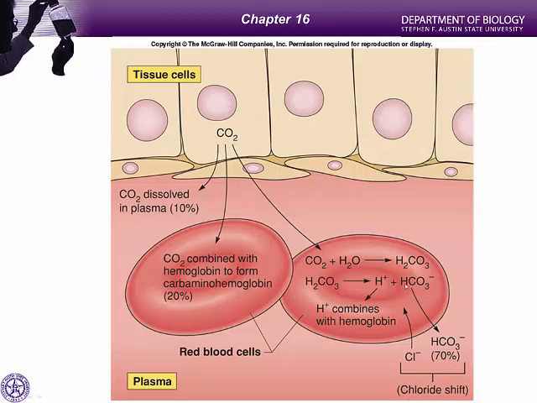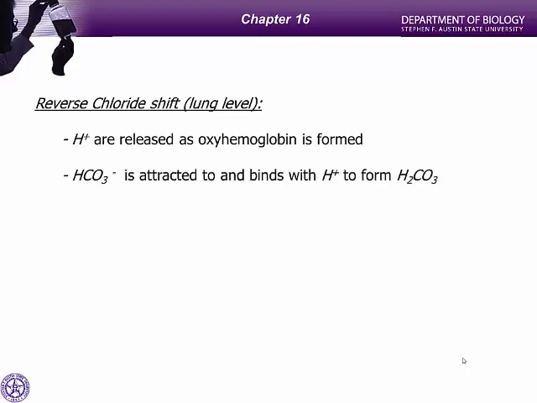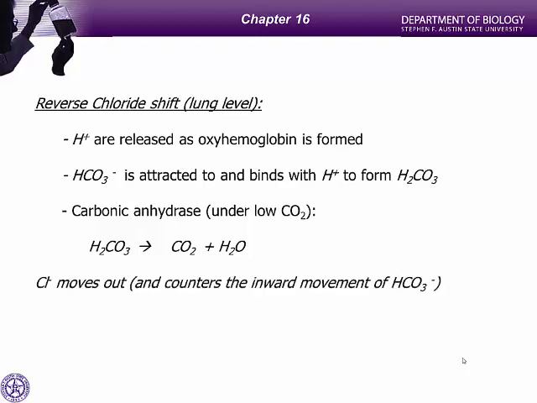And how are we going to balance off that movement of the bicarbonate ion? Shifting chloride back out. And since it's the opposite of what we see here, we call that the reverse chloride shift. And this happens in external respiration. So the hydrogen ion that we produced and bound to hemoglobin, that's released. We're going to have our bicarbonate come back into the cell, combine with those hydrogens to form carbonic acid. Now that we have low CO2 levels, carbonic acid is going to be acted upon by carbonic anhydrase to form CO2 and water. Chloride moves out to balance that shift of bicarb in.